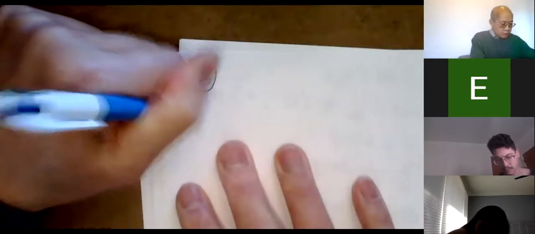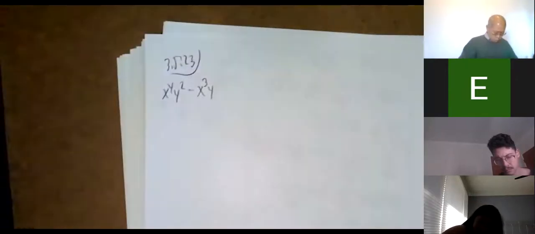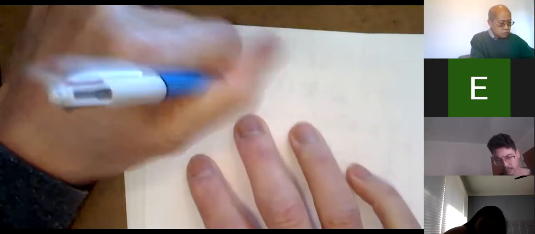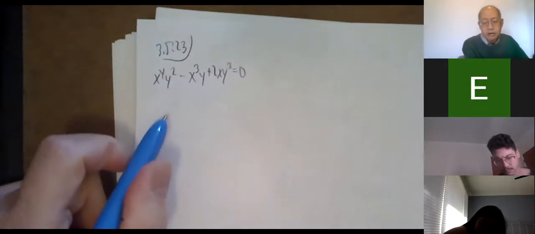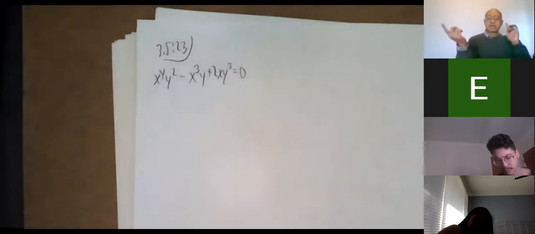So x to the 4th y squared minus x cubed y plus 2xy cubed. Okay, so that means this time, whenever there's a y, you leave it alone. But when you see an x, you have to do dx/dy, which is exactly the reverse in your brain of what happened when you saw x and y, you needed dy/dx.